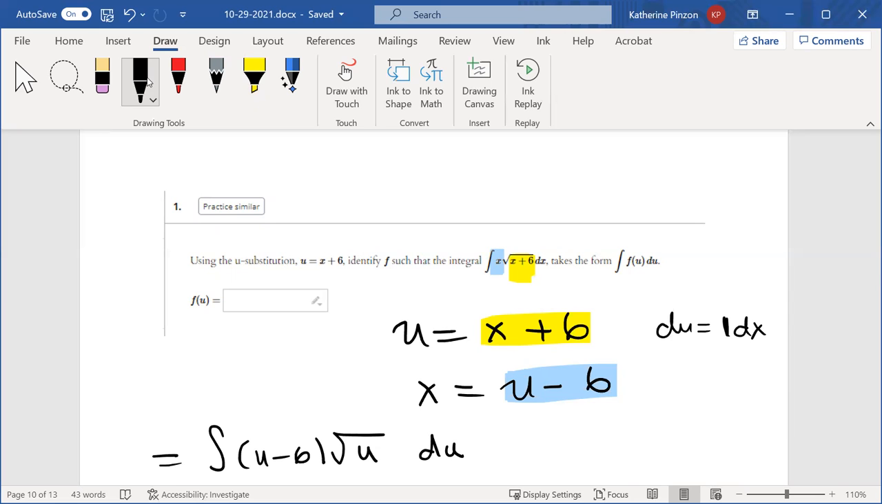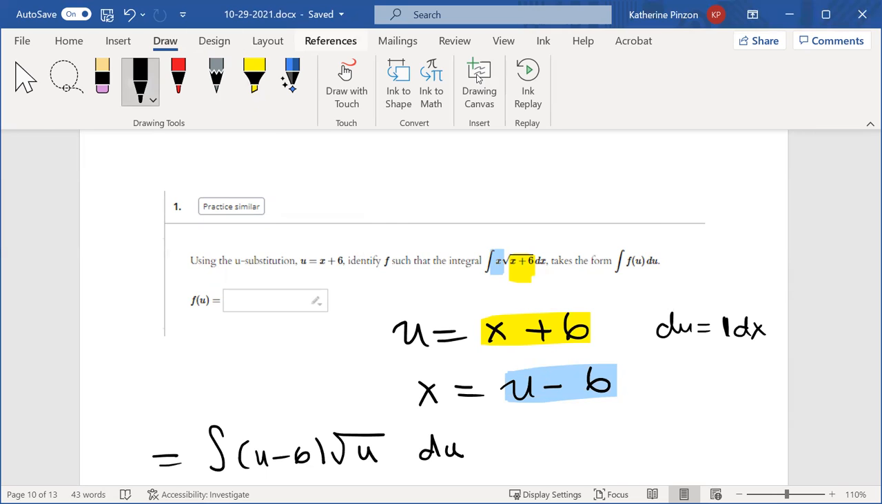So that happened in one of the board problems on Wednesday as well. If you solve this for x, just subtract 6 from both sides, then x is u minus 6. Because the problem is if I pick this to be u, then this is du, and this x is still here, and I can't have x's and u's mixed together, right? So I need to use that to eliminate that x there.